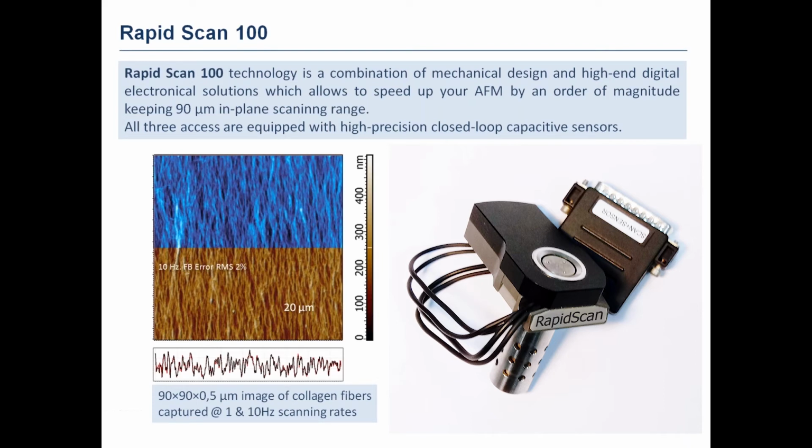that pushes developers to decrease the field of view and scan rate in XY direction. But to get higher scan rates, we propose the RapidScan 100 technology, and this is a combination of mechanical design and digital electronic solutions that allows to speed up the atomic force microscope by an order of magnitude approximately, but keeping the same field of view in XY direction, keeping 90 microns in-plane scanning range.